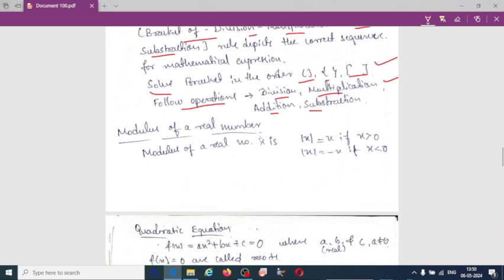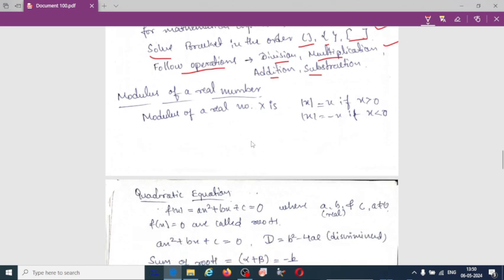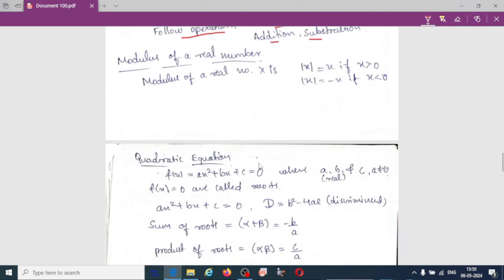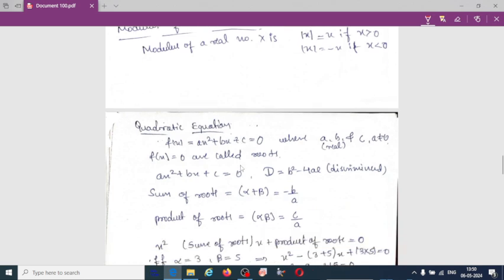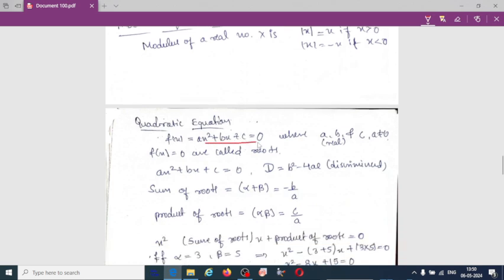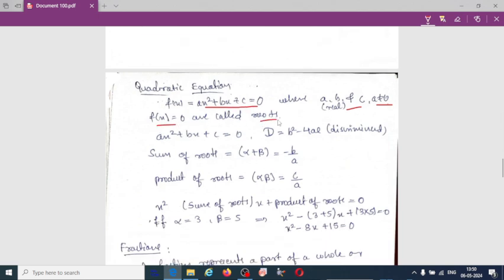So modulus of a real number: if you take any number, you come across modulus in positive or negative number. Quadratic equation: you can write the quadratic equation like this, ax square plus bx plus c, where a, b, c are real numbers and a is not equal to 0. If f of x is equal to 0, then we can find the roots. Here the discriminant we can write as D equal to b square minus 4ac.